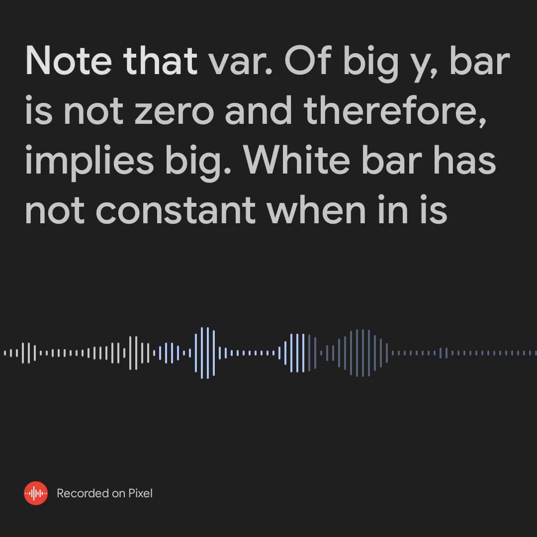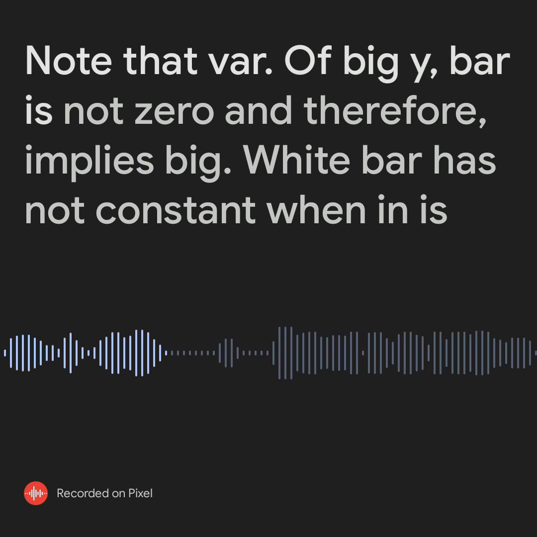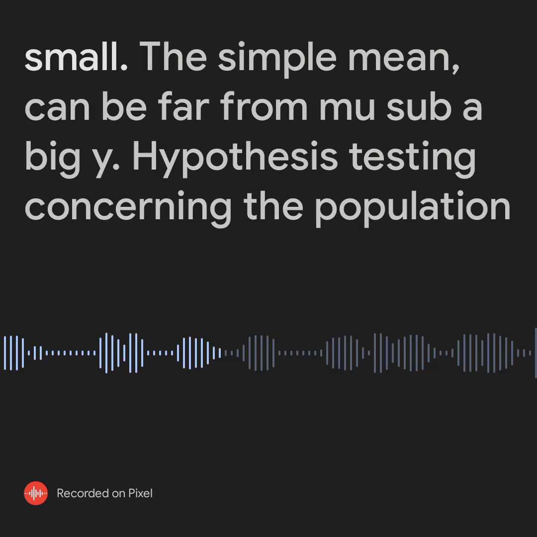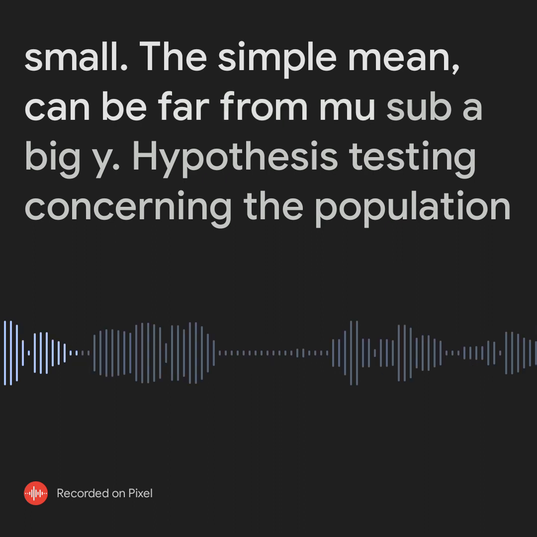Note that var of big Y bar is not 0 and therefore implies big Y bar is not constant. When n is small, the sample mean can be far from mu sub big Y.